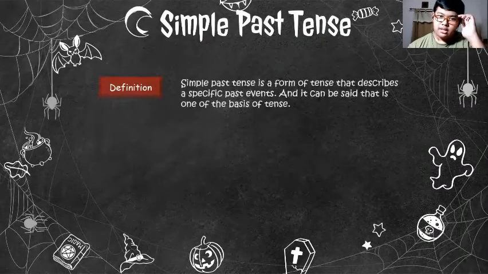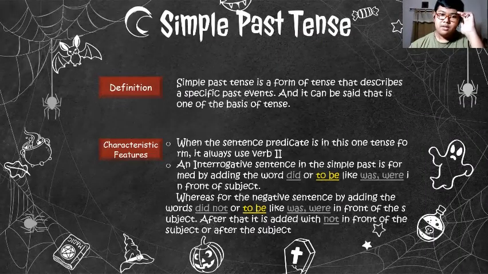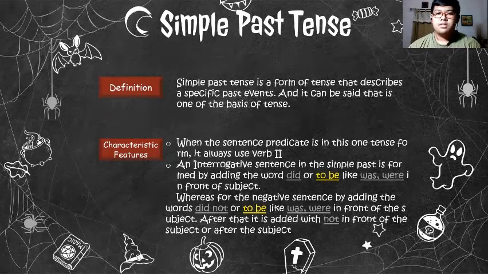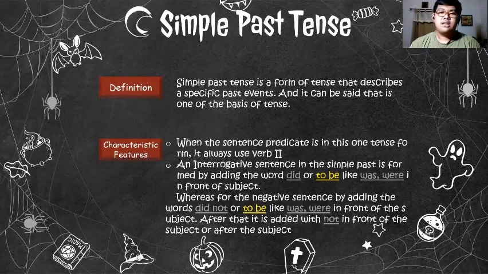Now I'll explain the first one, the simple past tense. Simple past tense is a form of tense that describes a specific past event, and it can be said that it's one of the basics of tense. The characteristic: when the sentence predicate is in the past tense form, it always uses verb 2. An interrogative sentence in the simple past is formed by adding the word did or to be, like was, were, in front of the subject. Whereas for the negative sentence, by adding the word did not or to be, like was, were, in front of the subject. After that it is added with not in front of the subject or after the subject.